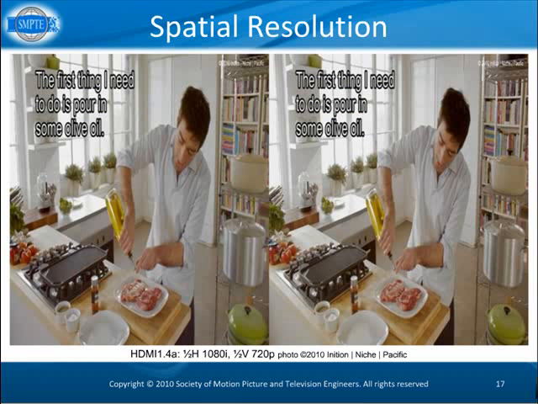Here's that spatial resolution that I was telling you about before. Here is a typical 3D transmission through HDMI 1.4a, and you can see that the two images have been squeezed horizontally, so they each have 960 pixels of information instead of the normal 1920.